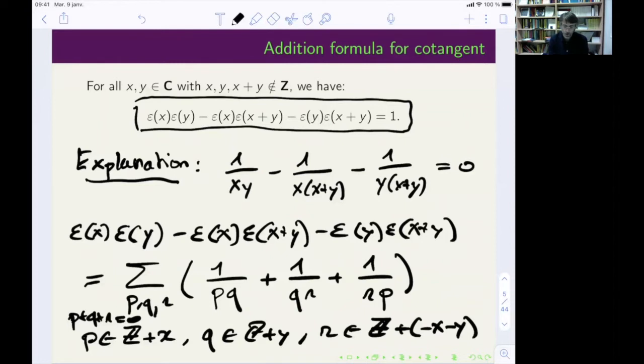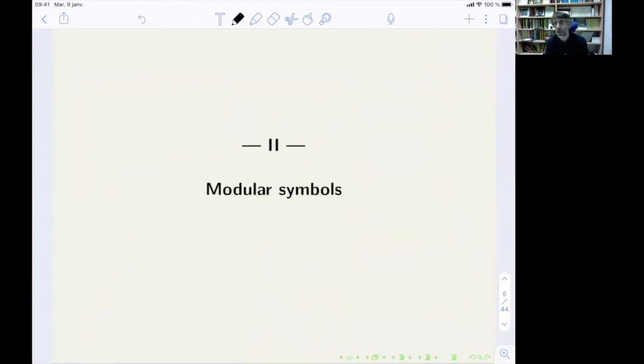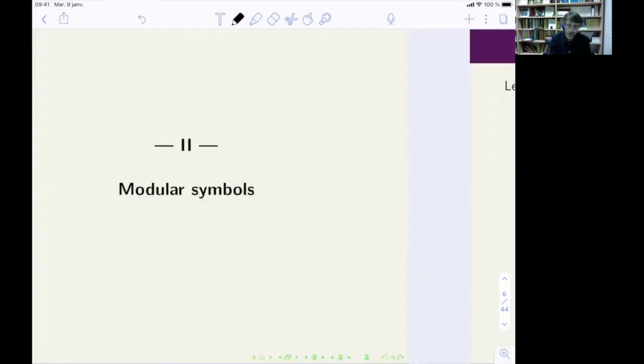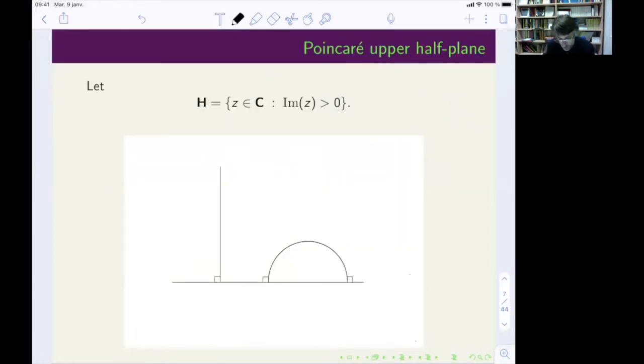And to do so, I will now speak about, rather than cohomology and co-cycle, I will discuss modular symbols. So that will be my next character in this lecture, the notion of modular symbols. And the modular symbols live in the so-called Poincaré upper half plane, which is a model for hyperbolic geometry.